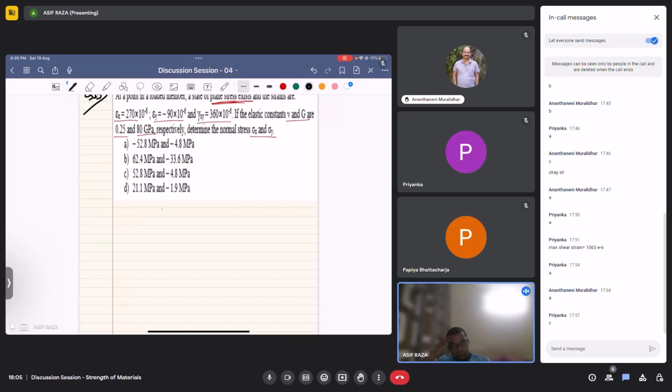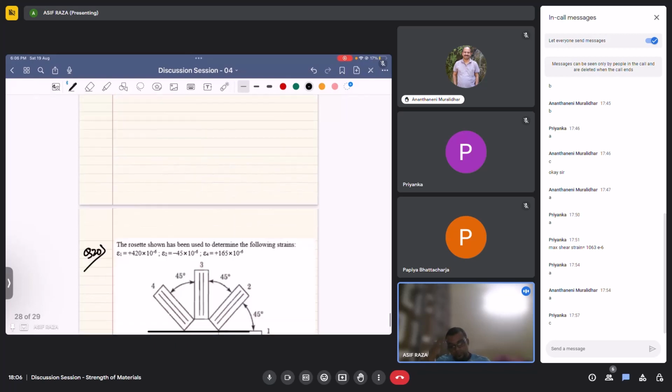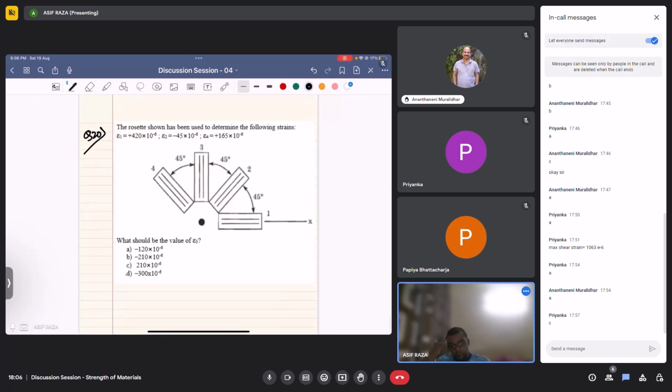It's just epsilon x is sigma x upon E minus nu sigma y upon E, and epsilon y is sigma y upon E minus nu sigma x upon E, to solve this, to find sigma x and sigma y. Okay. And I'll leave this question to you as well. It's best you guys do this as homework.